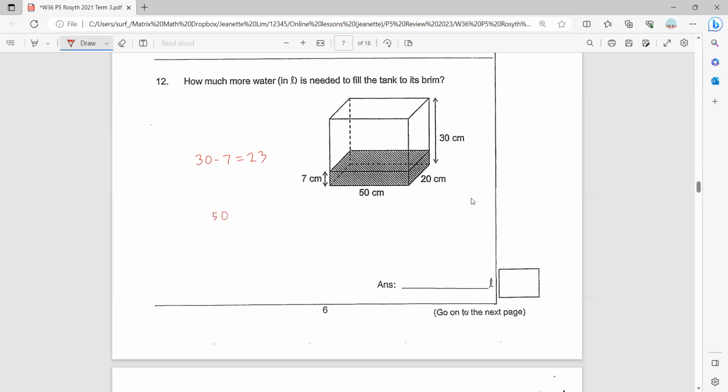So length times breadth times height. 50 times 20 first. 5 times 2, 10, then add 2 more zeros. So this is 23000. And this is in cubic cm. So we want in liters. So we divide by 1000, 23 liters.